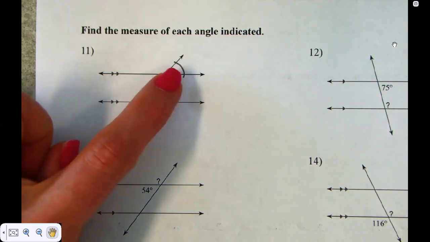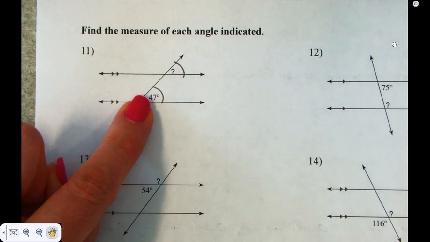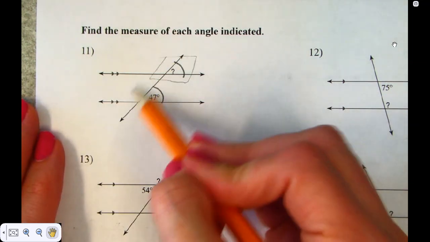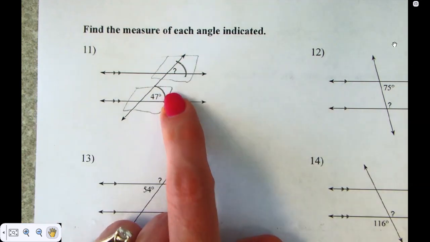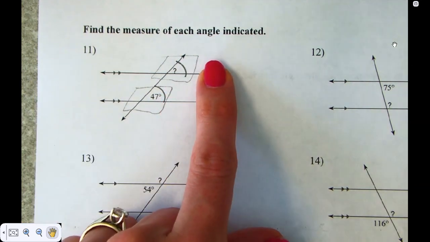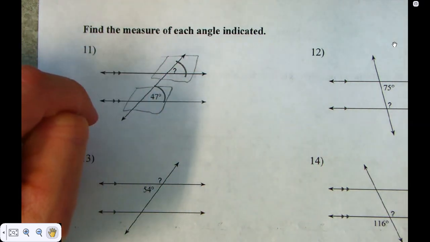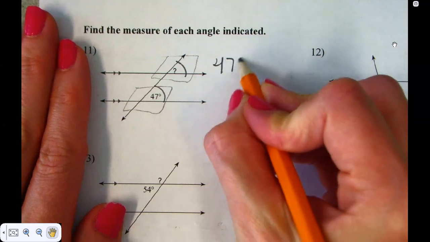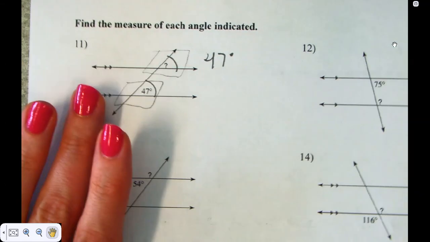I noticed that I have one that is on the exterior, and then I have an interior angle. I have my setup here of 4 angles at the top, as well as the one on the bottom. I can see that these are in the same position, so those angles are corresponding. I know that corresponding angles are congruent, which means they are the same measurement, so this measurement up here will also be 47 degrees. Let's look at number 12.